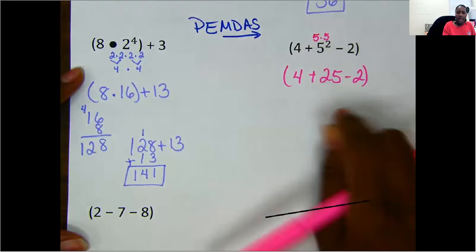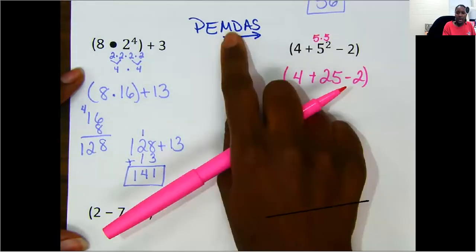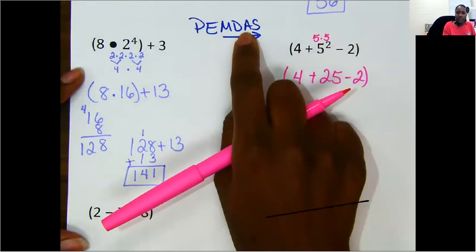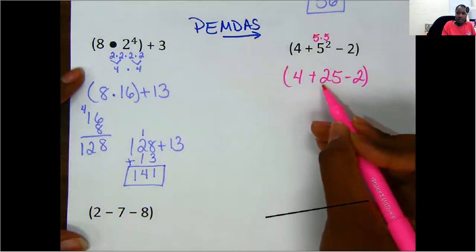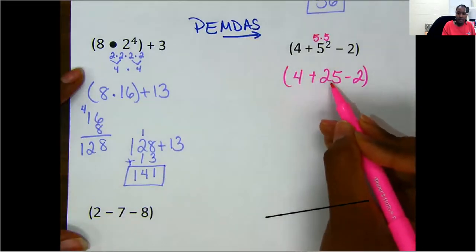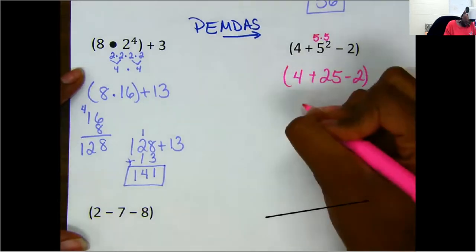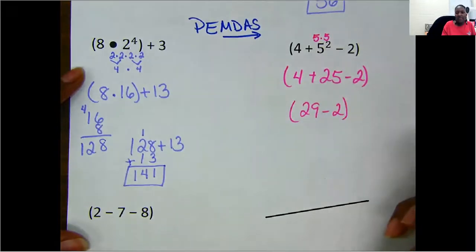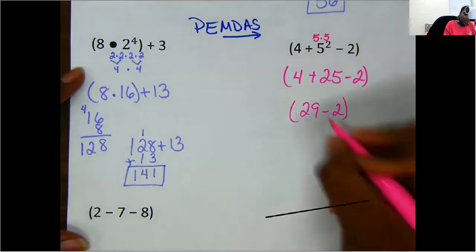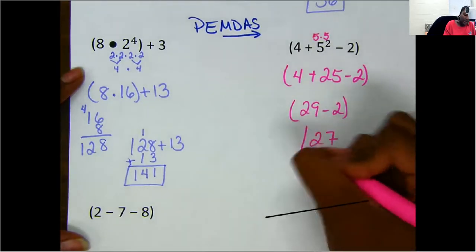Okay. Now I have addition and subtraction, so whichever one comes first from left to right. So I start from the left, I come across addition. So 4 plus 25 will give me 29. And then finally I have 29 minus 2. So my final answer is 27.